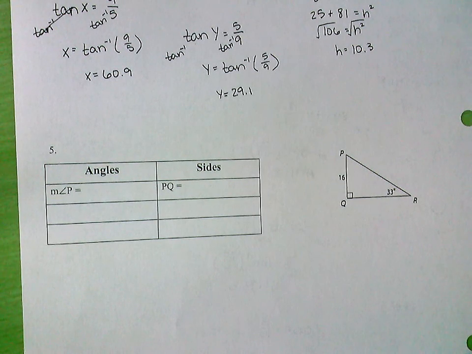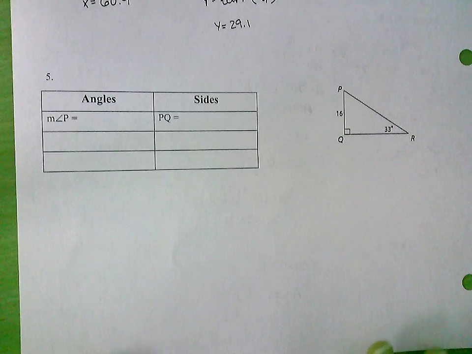Well, they each have... You are wrong. No, that's right. 29.4 for PR. That's right. All right, I'm gonna go through number 5.